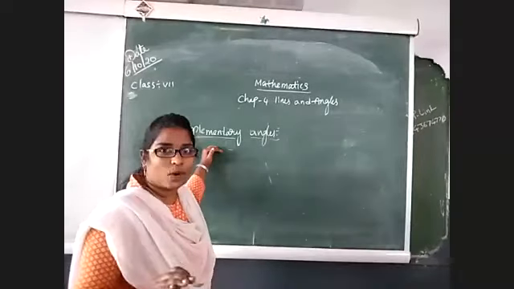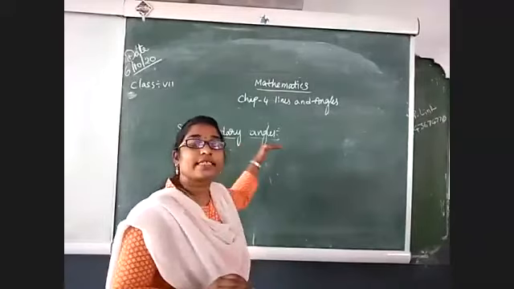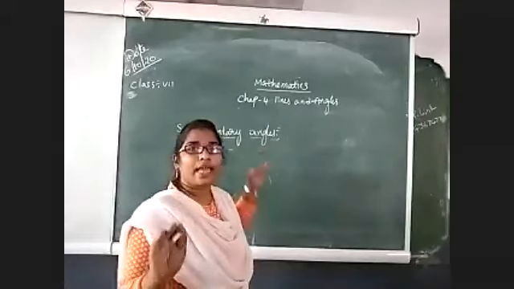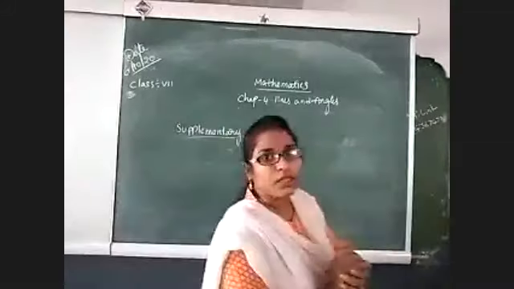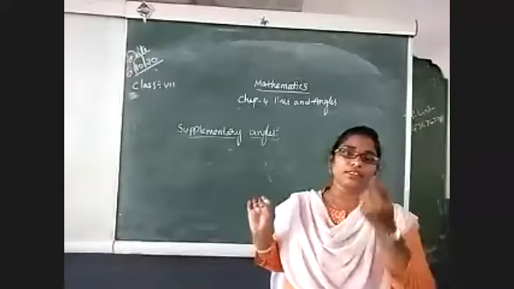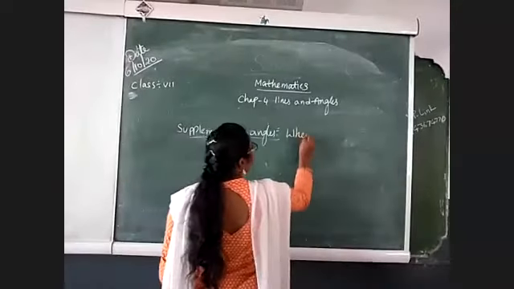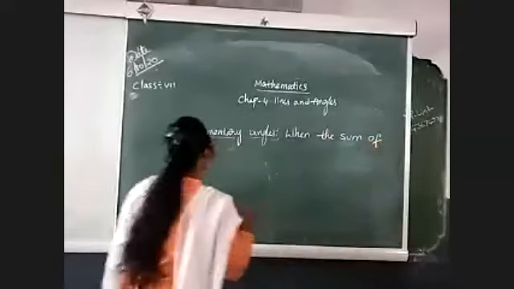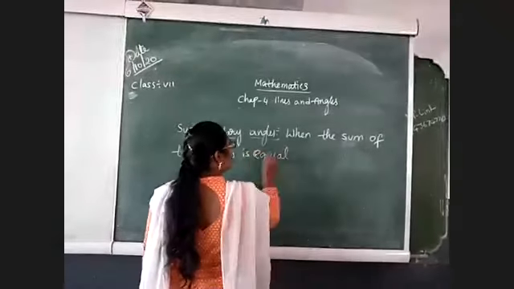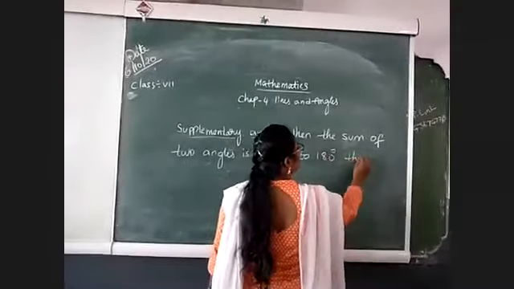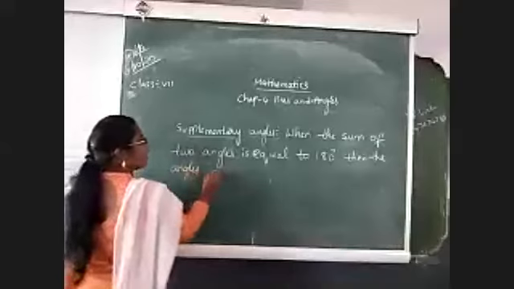Now we are going to discuss supplementary angles. It is very similar, it is also related in a similar way, just different. Now what is meant by supplementary angles? The first definition, let us see. When the sum of two angles is equal to 180 degrees, then the angles are said to be supplementary angles.